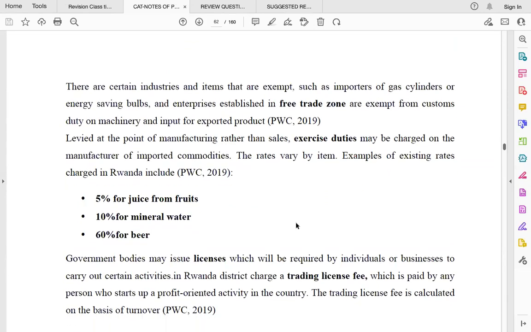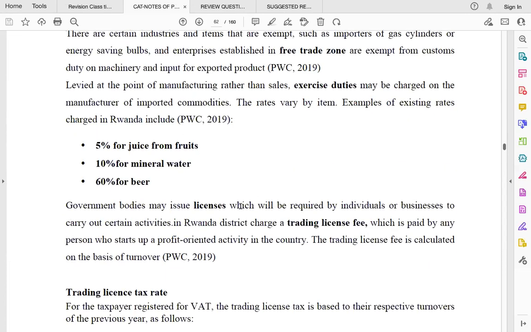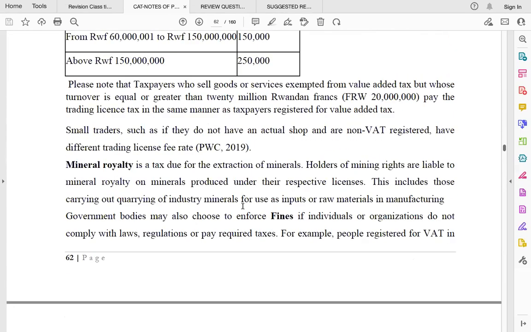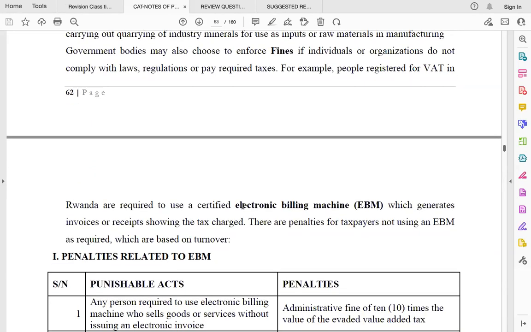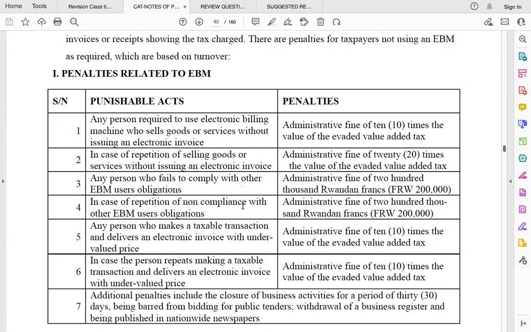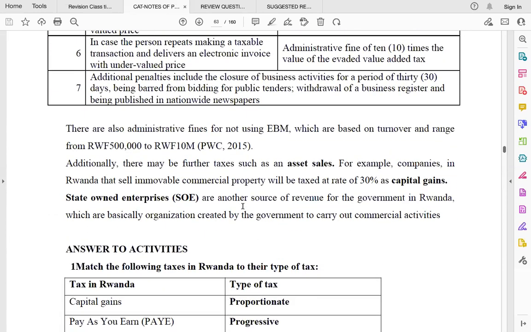So there are some other fees that form a source of income, like the registration fees, the trading license fees, and others, including the mineral royalties, even the penalties. When you don't use EBM, they charge you penalties for the punishable acts. They charge you fees, fines and penalties.